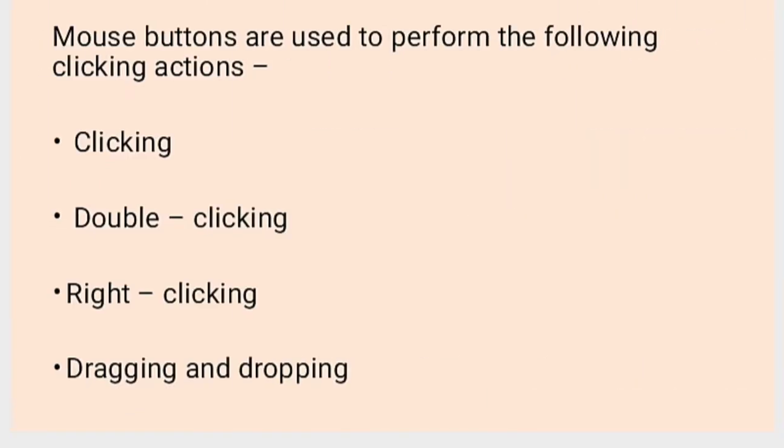Before that, we have already learned about the different types of mouses, and we have already learned that there are two buttons on the mouse. So today we are going to learn how those two buttons work, and what actions are performed by those two mouse buttons. Mouse buttons are used to perform the following clicking actions.